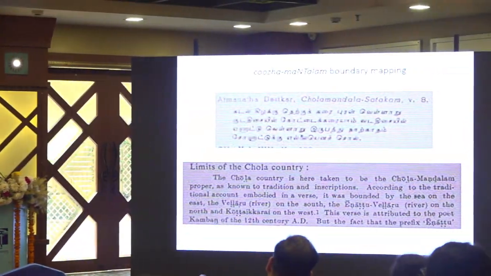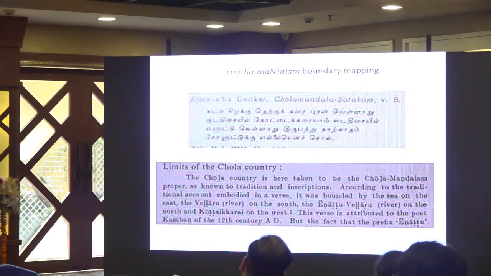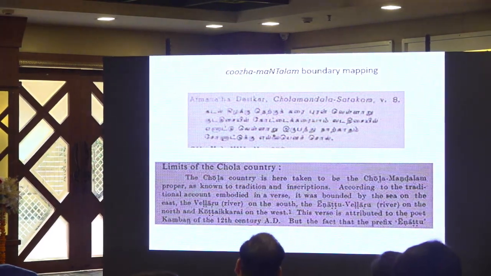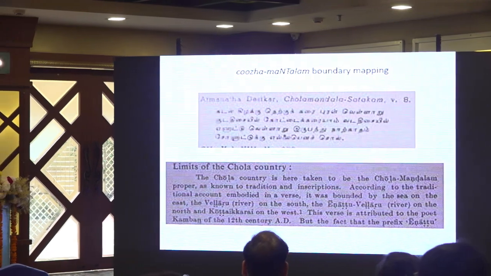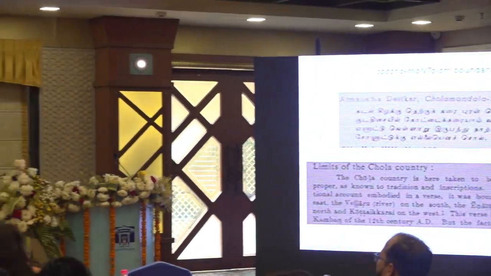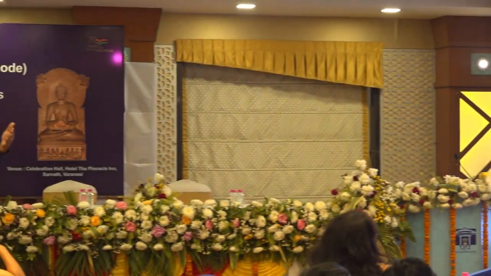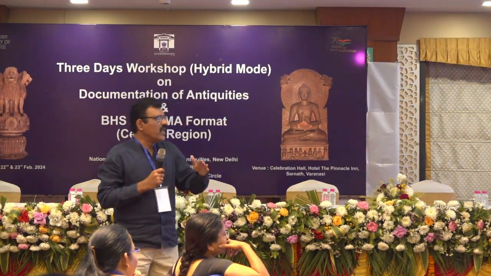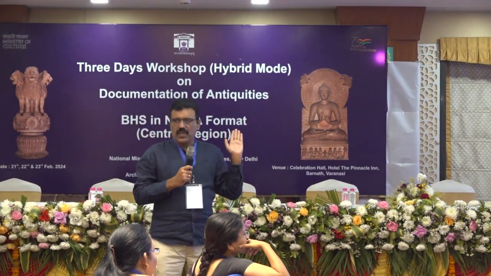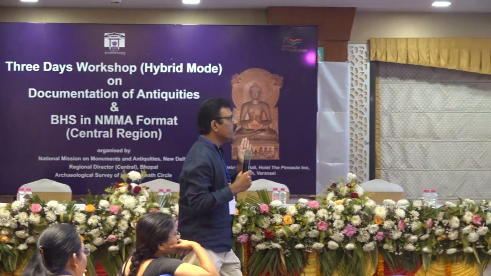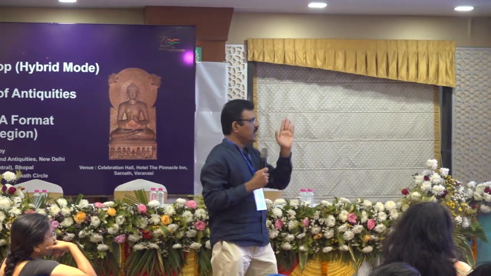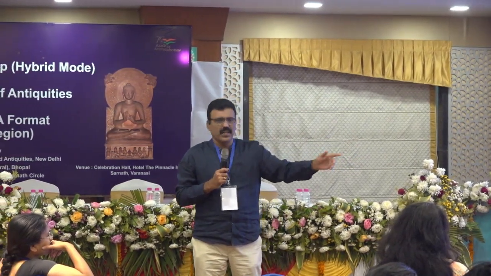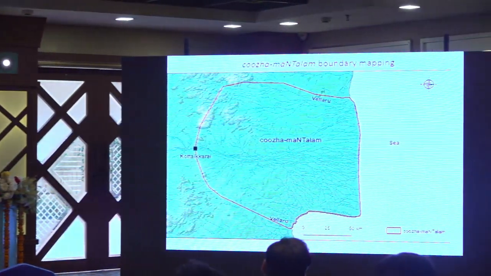Okay, next. So just one, how we mapped one mandala based on epigraphy and literature. If you read the English one, because in Tamil they mention the north, what is the boundary, one river. North is the Vellaru, south also is the Vellaru. Then another side is one place, Kottakarai. Then another side is ocean, sea is the next one.